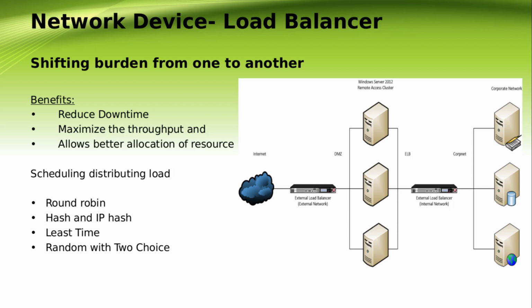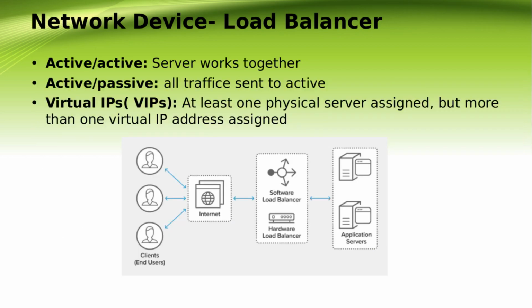So this is very scalable, with redundancy and flexibility efficiencies. So there are benefits. A network load balancer can be active-active, active-passive, and use virtual IPs. Active means the servers work together. With active-passive, all traffic is sent to the active server, and with virtual IP there is at least one physical server assigned, but more than one virtual IP address. This is very short, as I explained earlier.